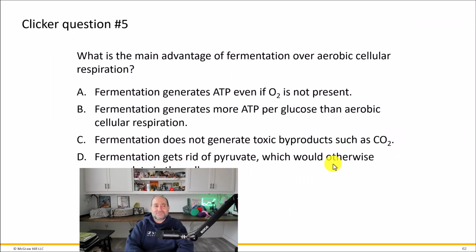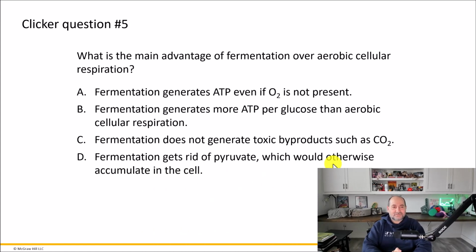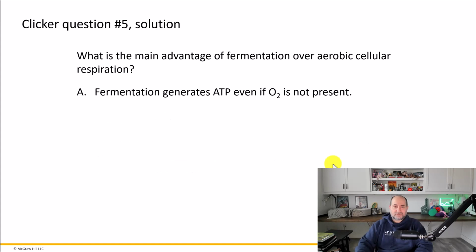So that leads us to clicker question number 5. Let's try this together. What is the main advantage of fermentation over aerobic cellular respiration? A. Fermentation generates ATP even if O2 is not present. Isn't that the answer? I think that's the answer, A, right? Because fermentation can proceed even if oxygen is not present. So yeah, there you go. That was the whole answer right there. Pretty straightforward. I hope that made sense.